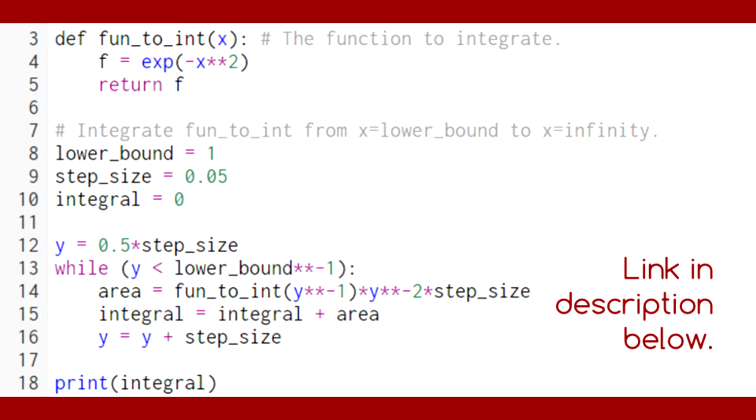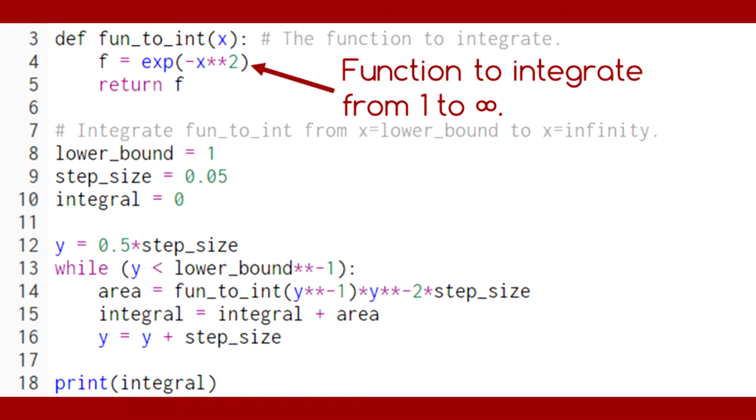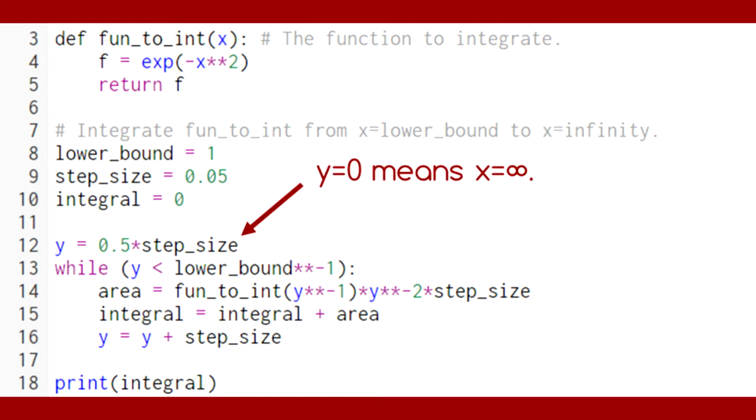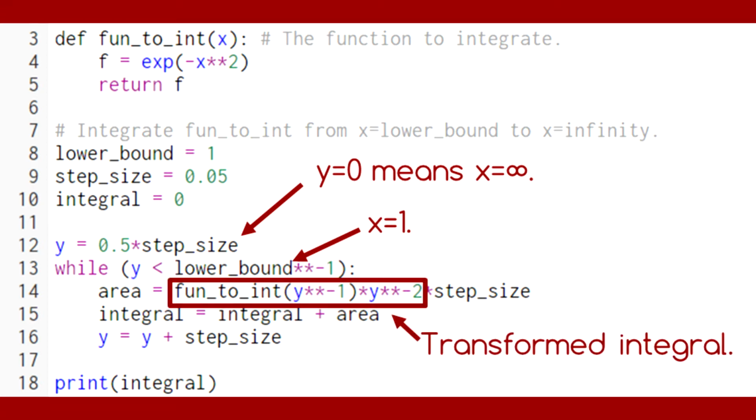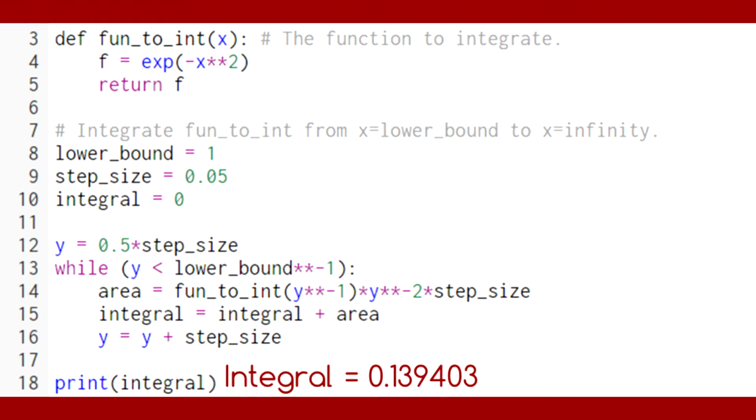In this code, which is available in a link in the description below, we're using the midpoint rule to evaluate the integral of e to the negative x squared from 1 to infinity. Here, we start y at its lower bound, corresponding to x equals infinity, and here we integrate until y reaches the inverse of x's lower bound. Here we implement the transformed integral, and the rest of the process follows the same as before. The answer we get is fairly accurate.